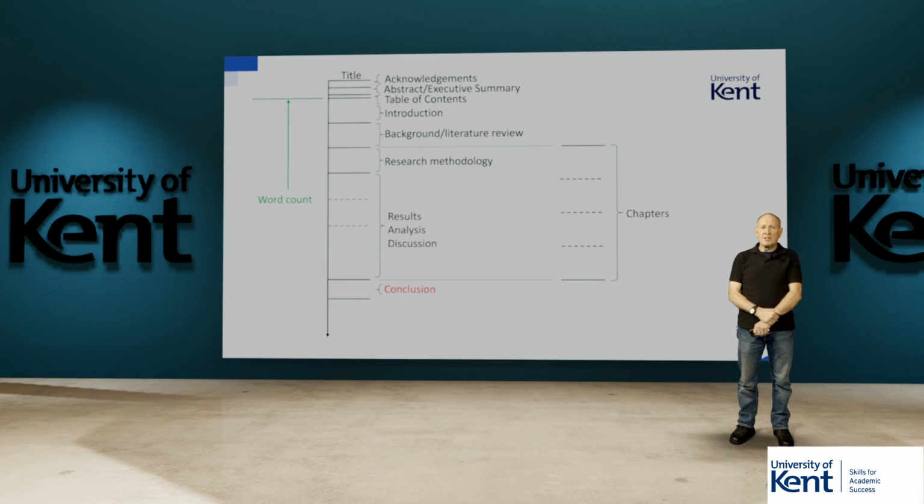As with any other written assignment, you should end with a conclusion that summarises and interprets your results. The end of your conclusion marks the end of your word count. As with any other assignment, you must fully reference and include a bibliography or reference list. If you're going to include appendices, these should come at the very end of your dissertation. So there you have it, the basic structure of your dissertation.